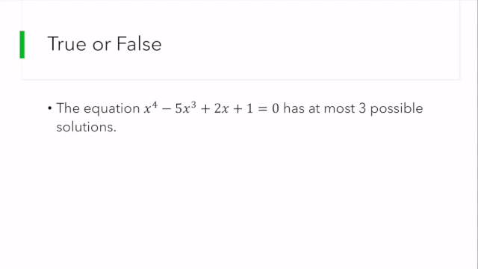Next, the equation x to the 4th minus 5x cubed plus 2x plus 1 equals 0 has at most 3 possible solutions. Okay, so let's think about that. If I have a linear equation, how many possible solutions for x is there going to be? There's going to be 1 possible solution. Let me write that better.